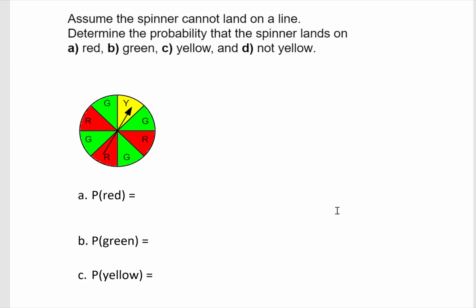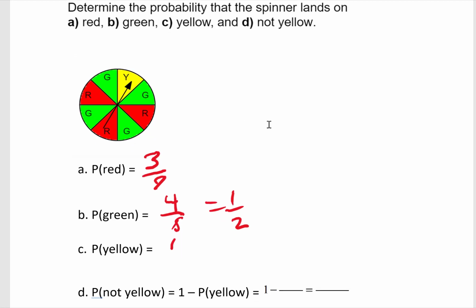So for red, I see that there are 3 regions, so the probability of red is going to be 3 out of 8. The probability of green, I see there's 4 regions, so 4 out of 8, but I need to simplify my fraction. So I'm going to get 1 over 2. The probability of yellow, I see there's only 1 yellow region, so this is going to be 1 out of 8. And then for the probability of not yellow, I can use that complement relationship and subtract 1 minus the probability of yellow. And so I get the probability of not yellow is going to be 7 over 8.